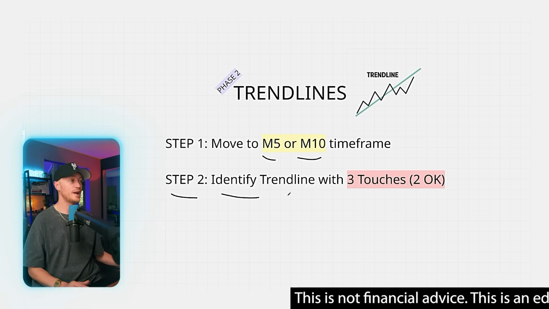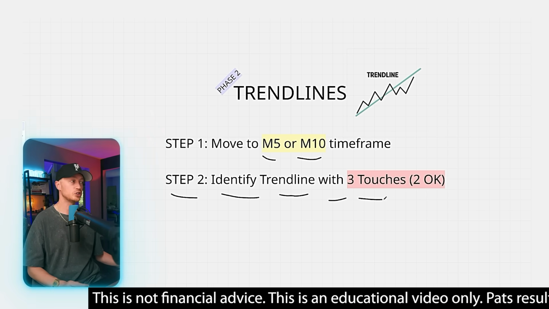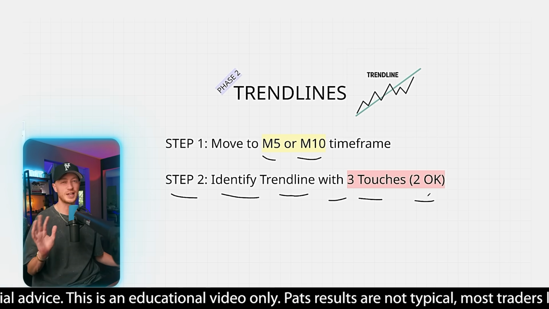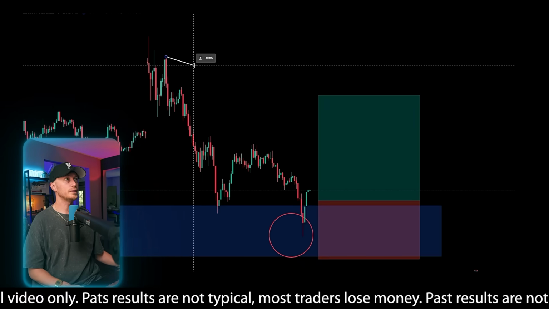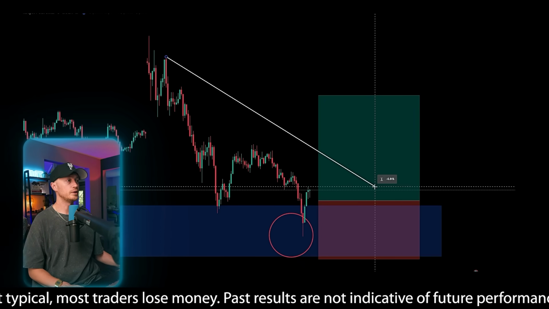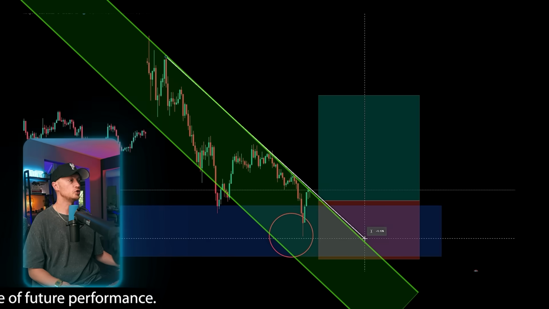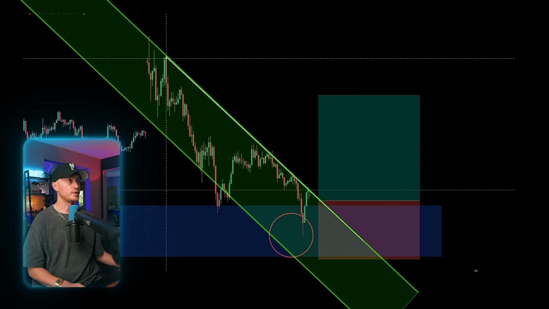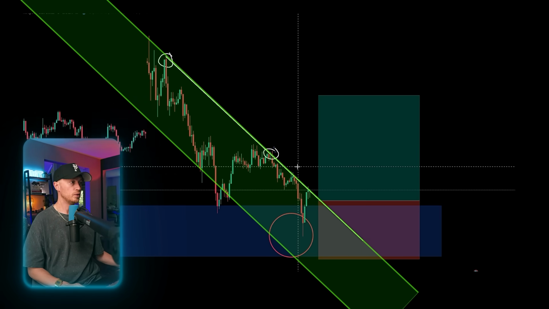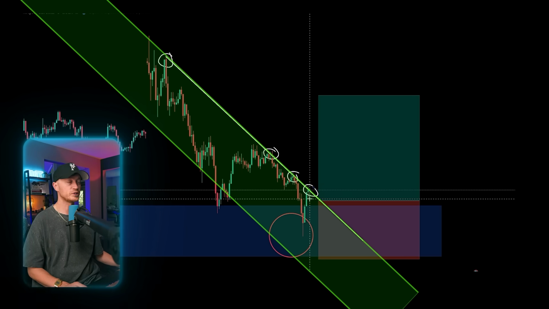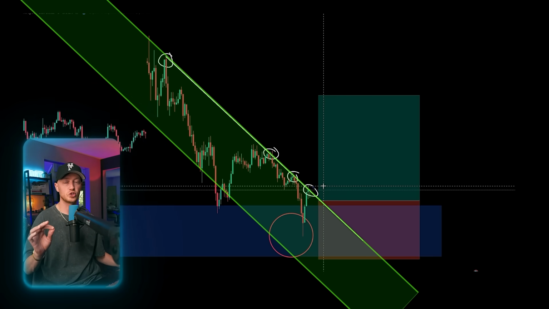Let's identify a trend line with 3 touches or at least 2 touches. That's okay as well. So let's draw the trend line from this wick right here, drag it down right there. You can see it's containing price just perfectly. We've got 1, 2, 3, 4 touches there, a solid trend line.